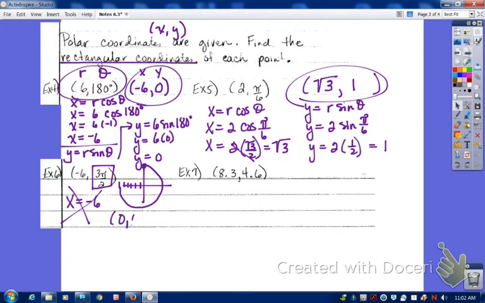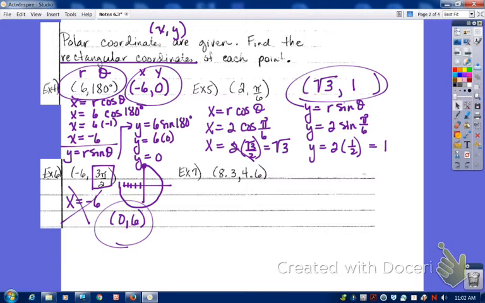0, positive 6. If an angle is on an axis, a lot of times you don't have to do the little formula and work it out, because you can just visualize where that point would be and do the rectangular coordinate for it. So anytime you have an angle that's on your axis, pi over 2, pi, 2 pi, 3 pi over 2, you can do the work if you want to. You'll get (0, 6), but I think you can visualize those.